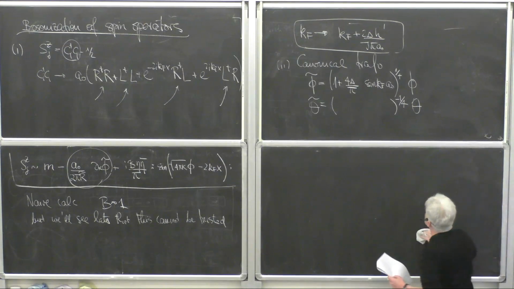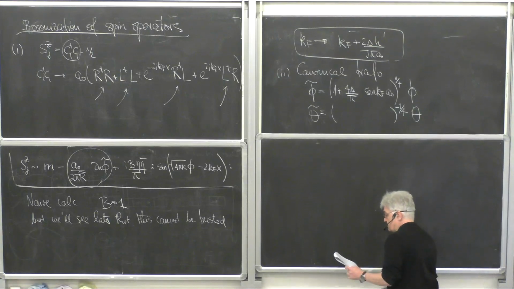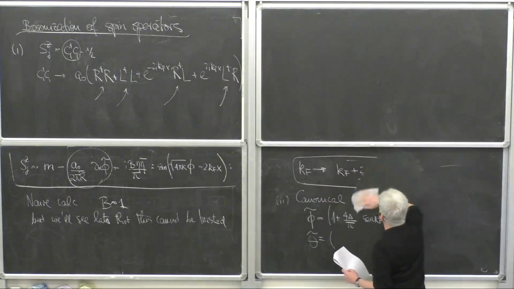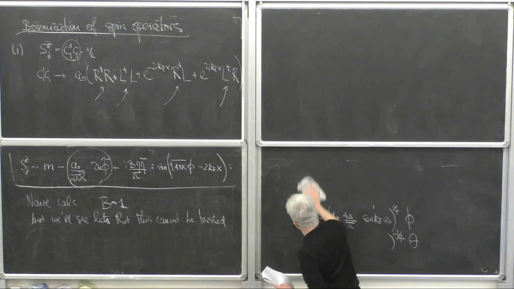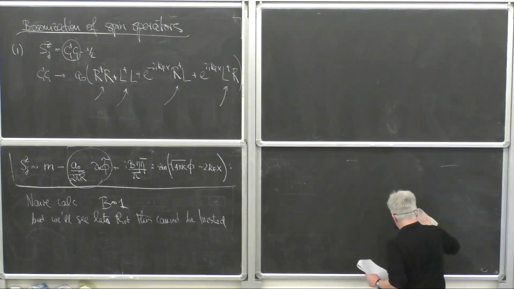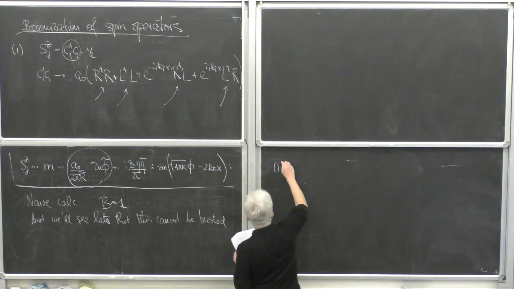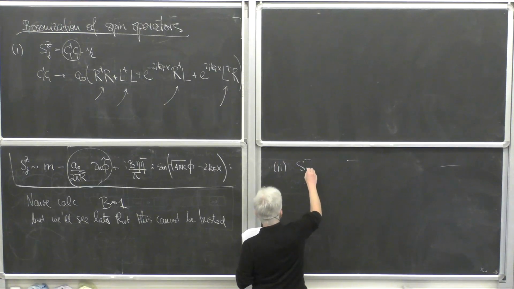And that will show you a little bit more how to manipulate these bosonization formulas in practice. So that hopefully will be quite instructive. Okay, now let's look at S minus J.